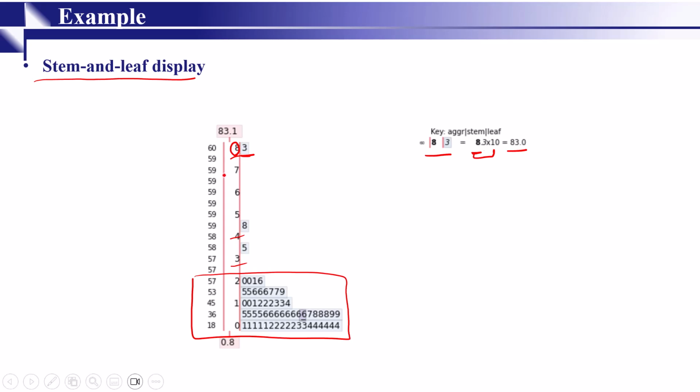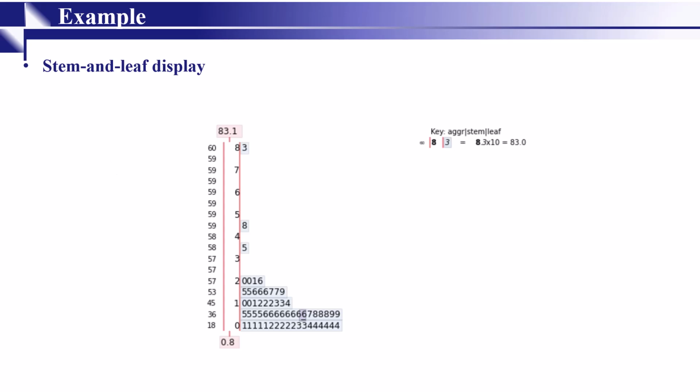The stem consists of the leading digits of each data point. It forms the vertical axis of the plot. And then we have the leaf. The leaf represents the trailing digits of each data point. It is placed next to the corresponding stem horizontally, as you can see here. The stem and leaf plot allows for visualization of the distribution of data, showing the frequency and range of values. It preserves the original data while providing a clear overview of patterns and outliers.